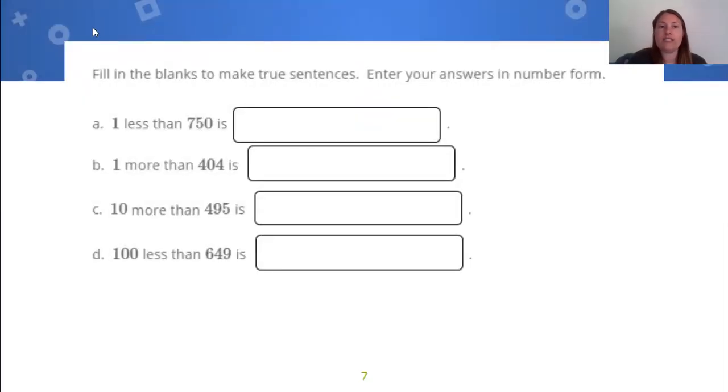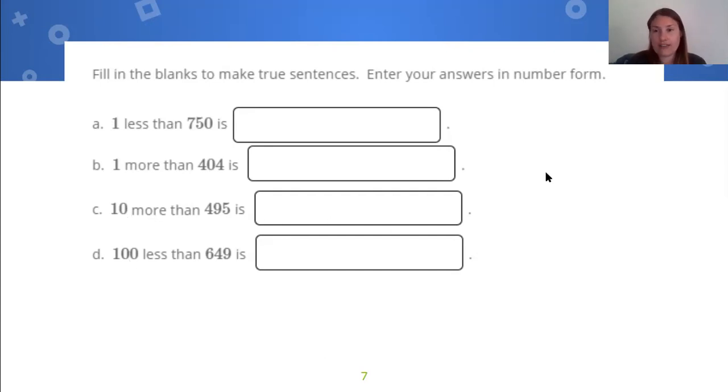All right, Miss Daly also talked a lot about this one in her review video, filling in the blanks to make true sentences. You're looking at either 1 or 10 or 100, less or more. Okay, less you're going to be taking away, more you're going to be adding. It's telling you where you're adding or taking away from. 1, it's in the ones place. 10, it's in the tens place. 100, it's in the hundreds place.